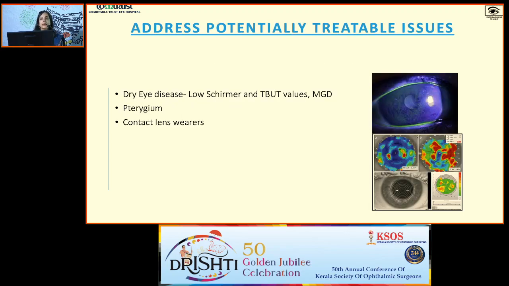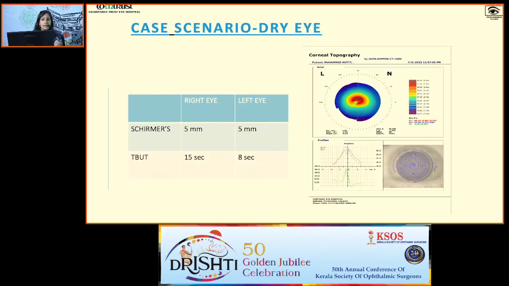Address potentially treatable issues like dry eye, low Schirmer and T-butt values, meibomian gland dysfunction, pterygium, contact lens wearers. So this is a case of extreme dry eye. If you can see the corneal topography, it would look like an ectatic cornea. You can see the KSA value as 379%. But when I checked the Schirmer's value, it was very low, and T-butt was quite low.